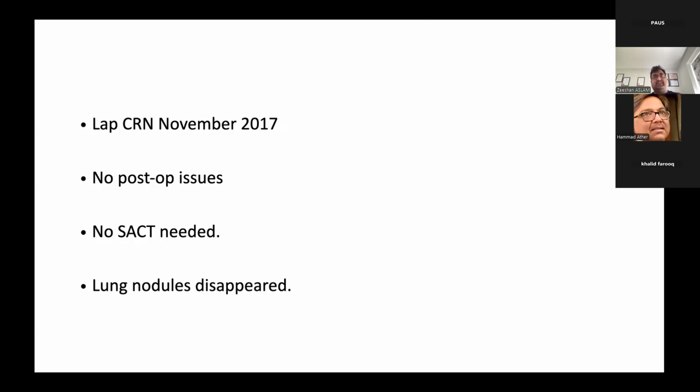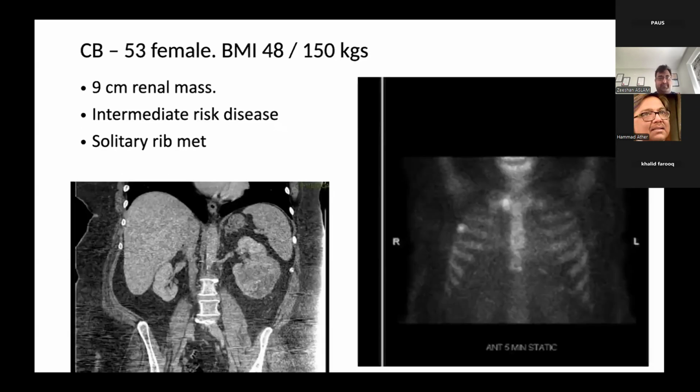After removing the disease bulk, and this is one of the concepts behind cytoreductive nephrectomy, whatever the immunogenic factors or the disease driving factors are, they are not there. So sometimes very tiny lung nodules could disappear.